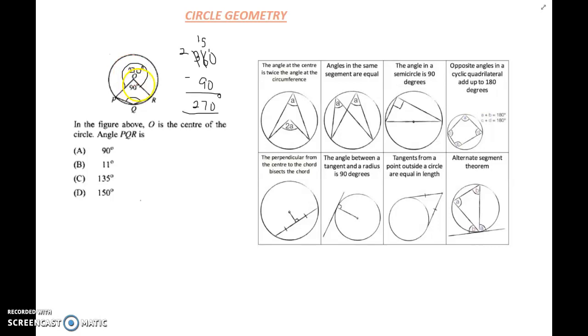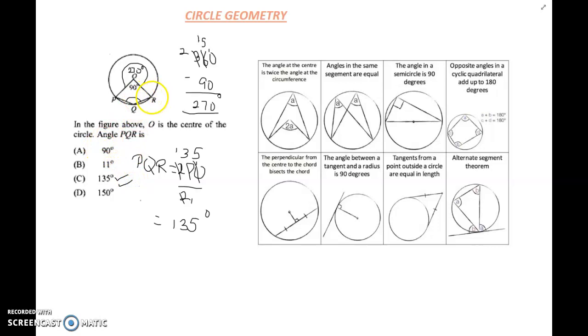Now we could use the rule, angle at the center is twice the angle at the circumference. So therefore, angle PQR is equal to 270 divided by 2. When you divide that by 2, 2 into 2 is 1, 2 into 7 is 3, remainder 1, we have 135. So it's 135 degrees, C.